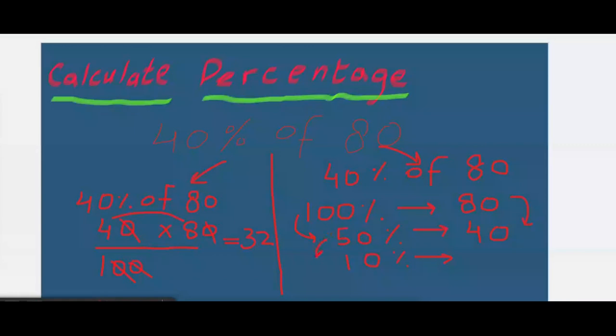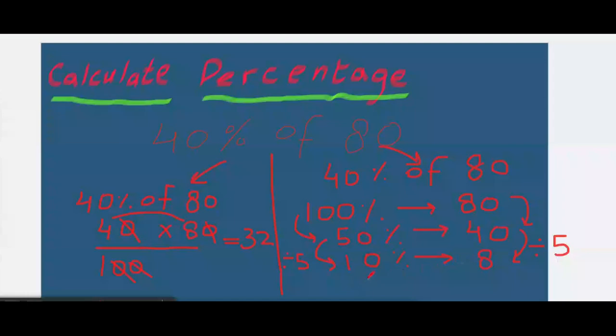What is the relationship between 50 and 10? We can say divide by 5. 50 divided by 5 is 10, right? So what about 40? Can we divide 40 by 5? What will be the answer? 8. 40 divided by 5 is 8.